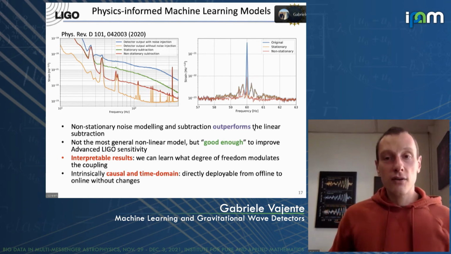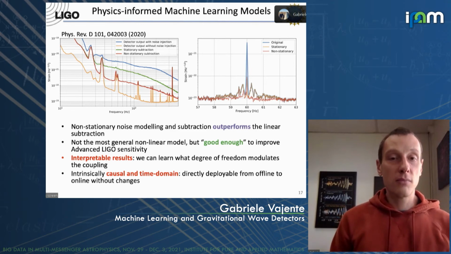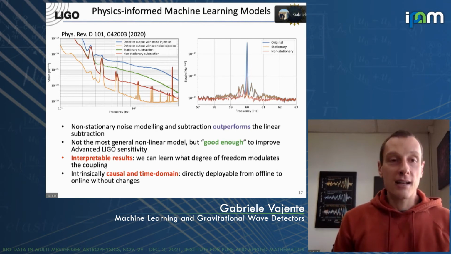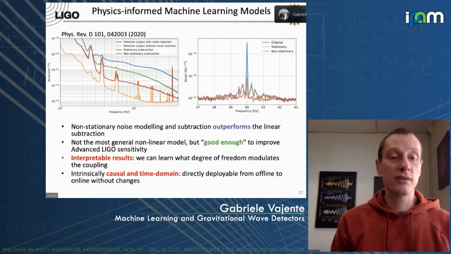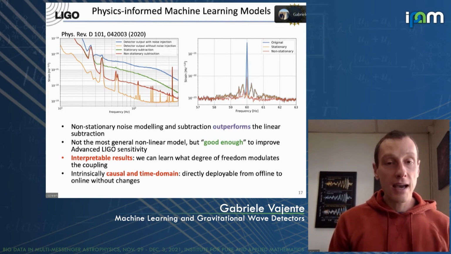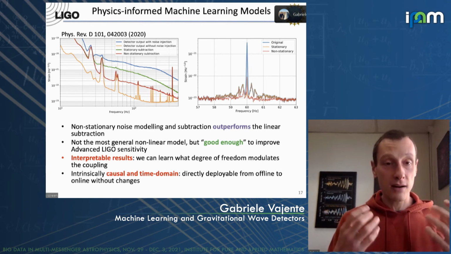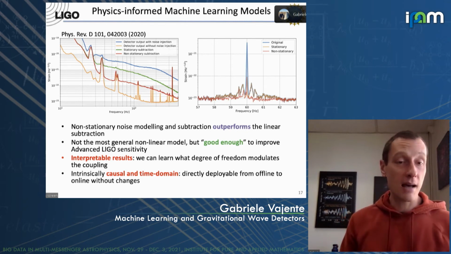So this is just to give you an idea that this kind of physics-informed machine learning model based on non-stationary modulation is clearly not the most general non-linear coupling you can imagine, but it's still good enough to improve the LIGO sensitivity. And the advantage is that it gives you interpretable results, because you can look at the coefficients and learn what is the signal, the degree of freedom that really modulates the couplings.